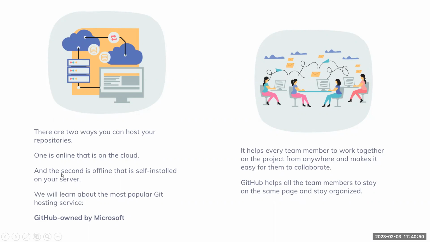GitHub is owned by Microsoft. It helps every team member work together on the project from anywhere, and makes it easy for them to collaborate. Having a repo at the cloud, or having a repo at your server, you can easily collaborate with the entire team working on that project. GitHub helps all the team members stay on the same page and stay organized. We will see what exactly it is in the next slides.